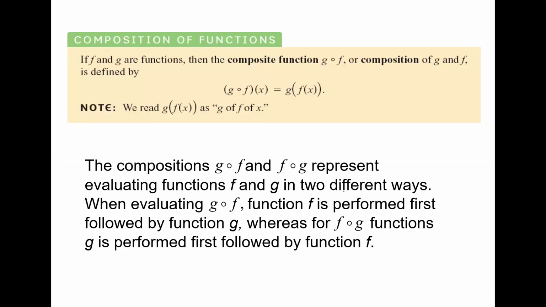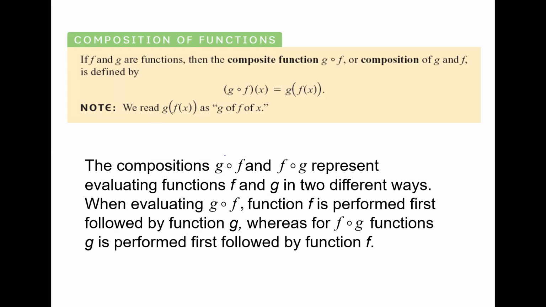So, composition of functions. If f and g are functions, then the composite function g∘f, read "g of f," or the composition of g and f, is defined by (g∘f)(x) = g(f(x)). And again, this is read g of f of x. So what we're doing is plugging f of x in place of x in the g function. Okay, so that's how it's working.